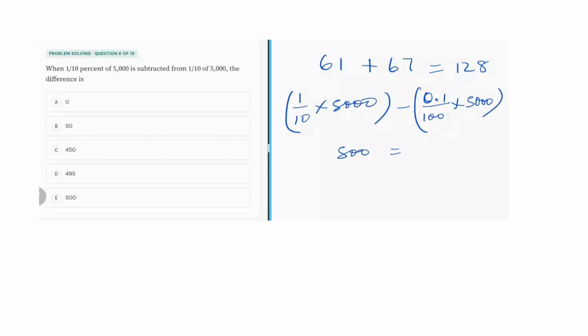If you work this one out, it's going to give you 0.1 times 5,000 is 500. 500 divided by 100 is 5. 500 minus 5 is 495. If you do not read it very well, you might choose 0. Next question.